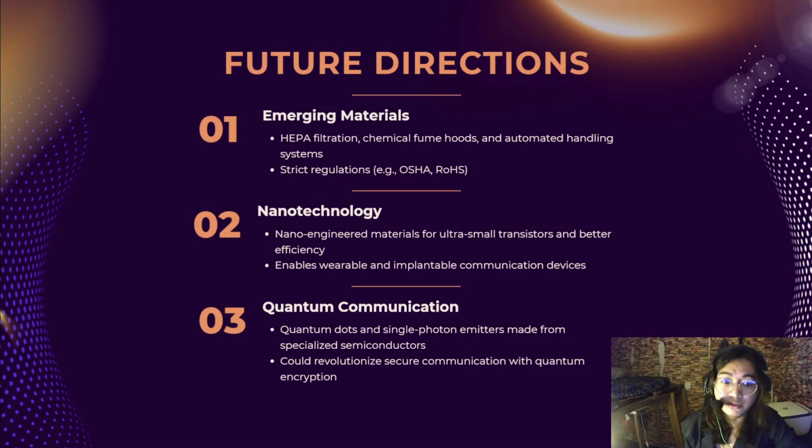Looking ahead, the future of semiconductor technology and communication systems is incredibly promising. One major area of development is emerging materials. Graphene, a one-atom thick sheet of carbon, is being studied for its ultra-high electron mobility and flexibility. It could lead to flexible, transparent communication devices in the near future. It can be used in future light-emitting devices or solar-powered communication systems.